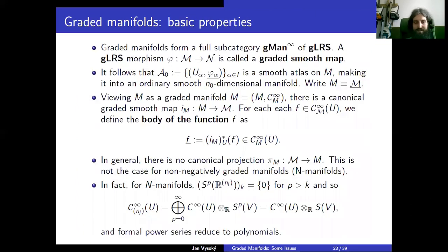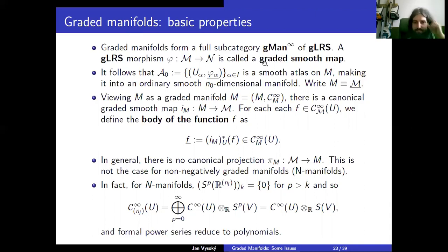Okay, so let us find some basic properties of graded manifolds. So first of all, graded manifolds form a category. They form a category which is defined as a full subcategory of the category of graded local ringed spaces, and a morphism phi from M to N, which is a morphism in the category of graded local ringed spaces, is usually called just a graded smooth map or just a smooth map.